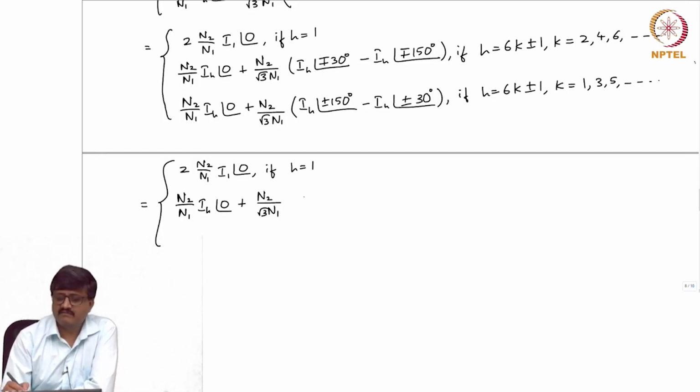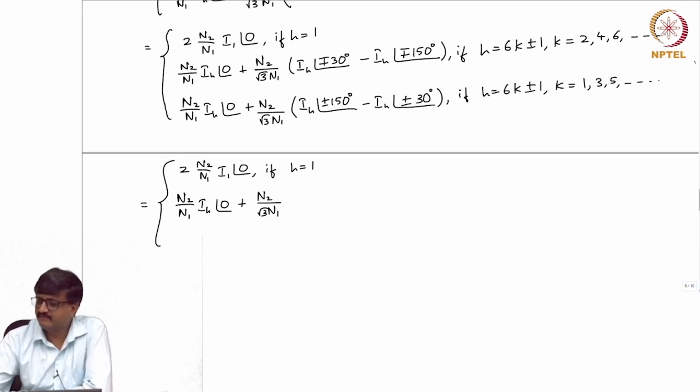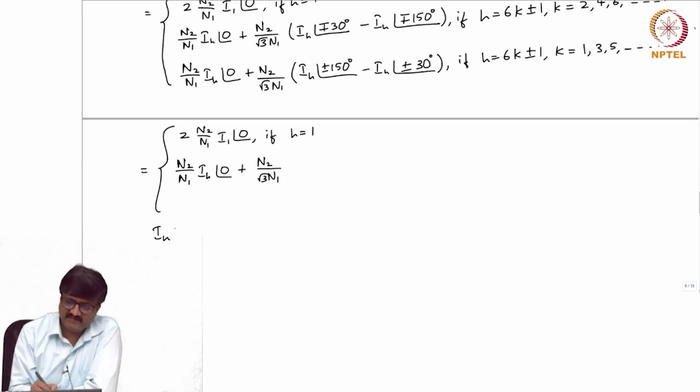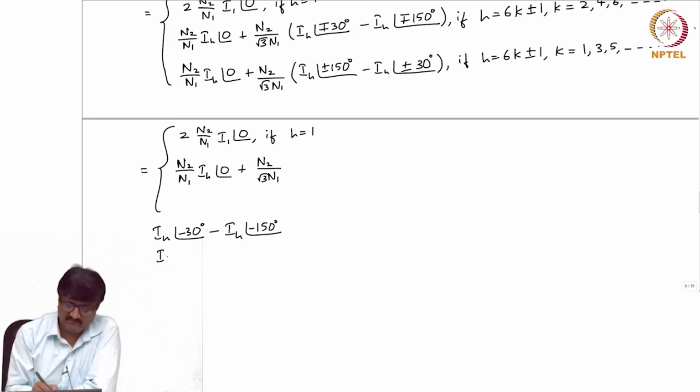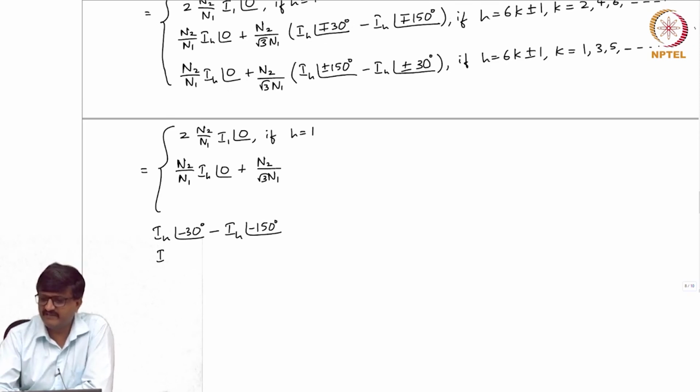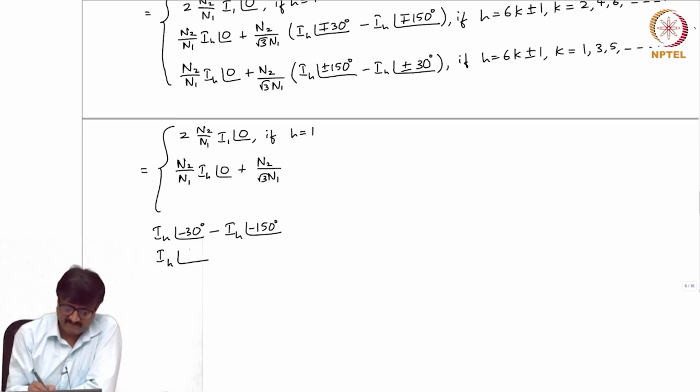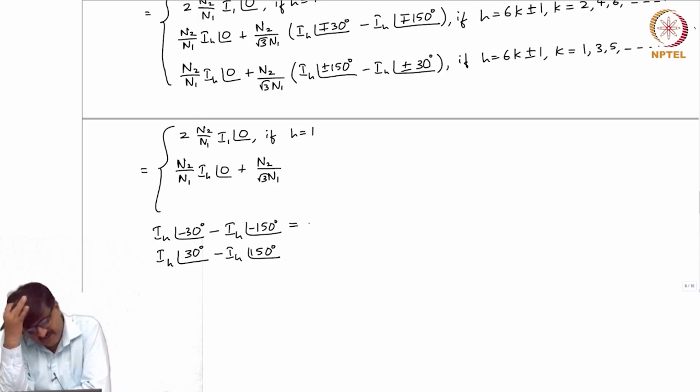Now, there are two cases here. One is IH at an angle minus 30 minus IH at an angle minus 150. I have to do this. The other thing is, when I take the top sign in the first term, I have to take the top sign in the second term also, because the top sign means I am taking the expression for H as 6k plus 1. The bottom sign corresponds to H equal to 6k minus 1. So, I also need IH at an angle 30 minus IH at an angle 150. So, what is the first, IH at an angle minus 30 minus IH at an angle minus 150?